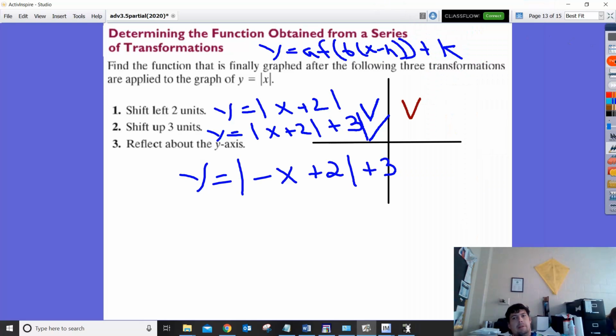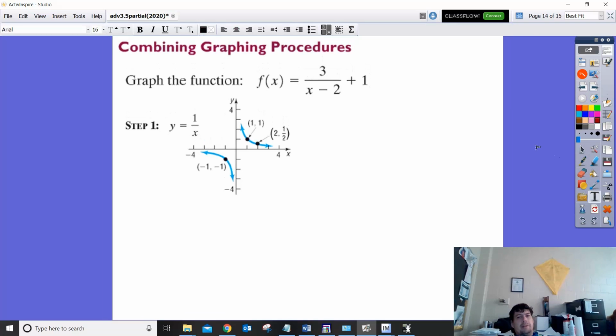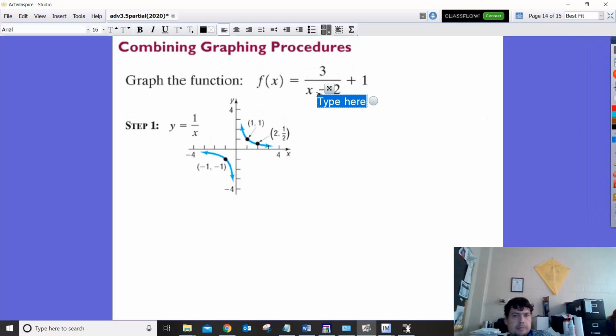What's next? Probably the manipulation of this guy. Graph the function f of x equals 3 over x minus 2 plus 1. Do you know what the mother function for this thing is? It's actually listed. Yeah, it's 1 over x. So step 1's given to us. Draw mom. Mom's already drawn.